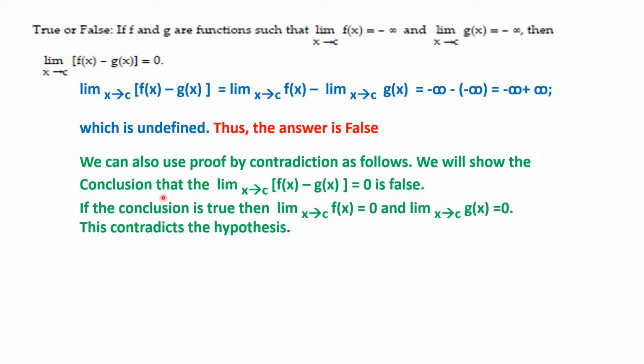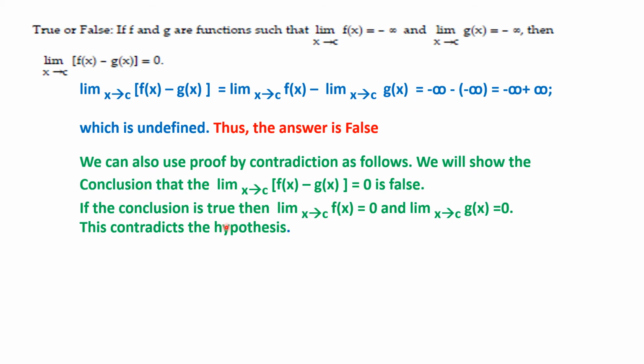How? If the conclusion is true, then we will take the limit inside. So limit of f of x as x goes to c equal to 0, and limit of g of x as x approaches c also equal to 0. But these contradict the hypothesis. The hypothesis says that this limit is equal to negative infinity, negative infinity. But if we use limit of the difference to be equal to 0, then we execute the limit inside. That will give us the limit of each function as x approaches c is equal to 0, which is a contradiction.